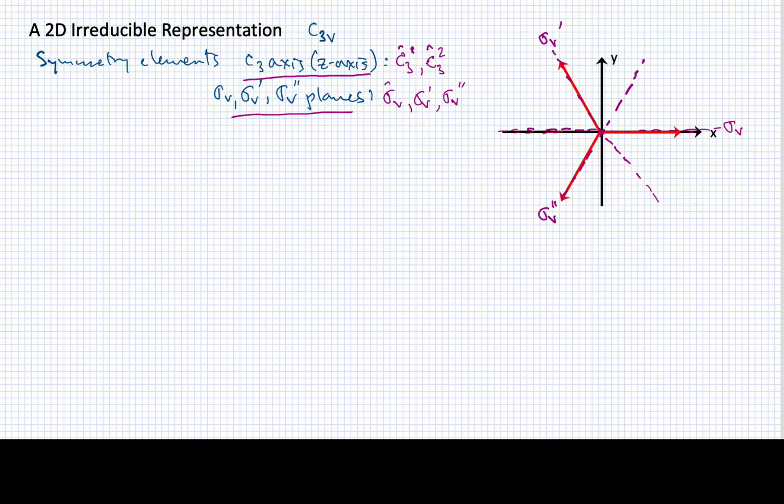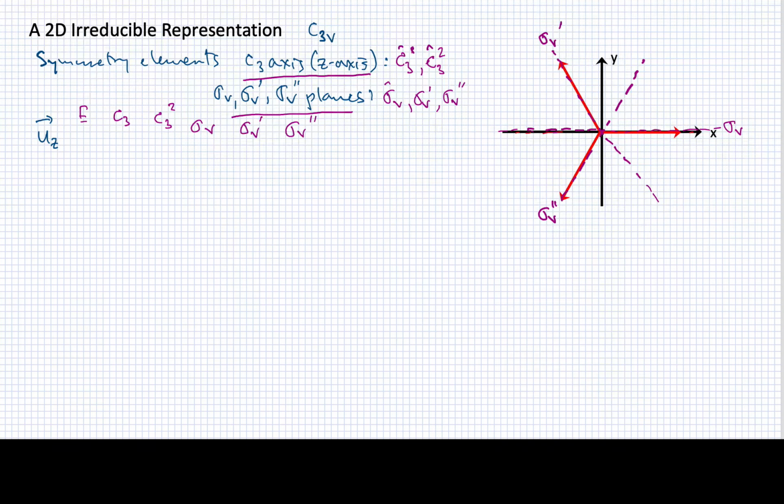And what I'm going to want to do is look at the effect that those operations have on different objects so that we can generate their irreducible representations. All right, let's start by looking simply at a vector along the z-axis. I'll call this u sub z, and we're going to be interested in how this transforms under all of these various operations. So I'll have C3, C3 squared, sigma V, sigma V prime, and sigma V prime prime.